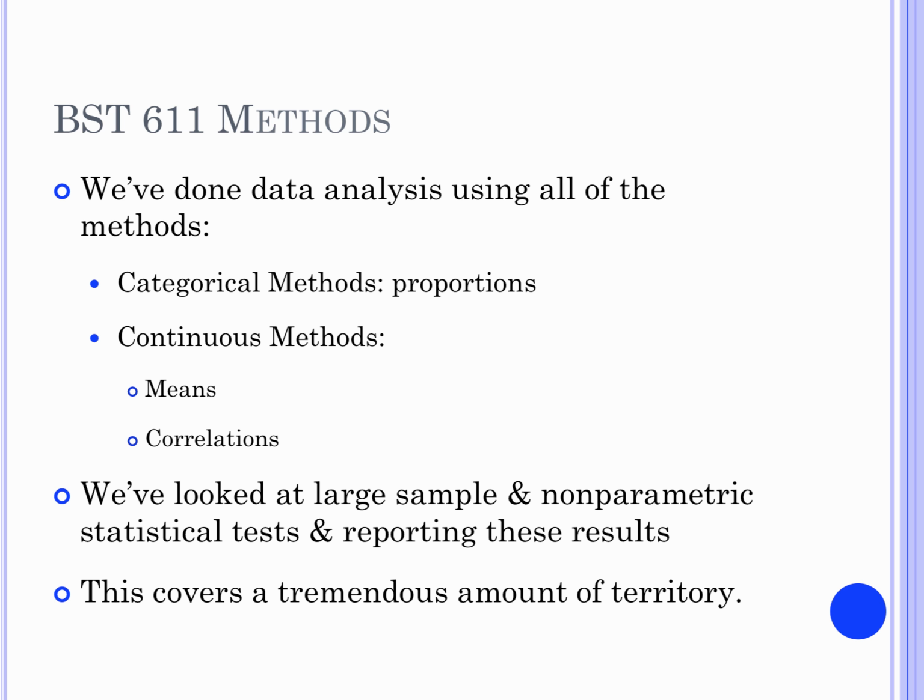We've done data analysis using all of the categorical methods for proportions and continuous methods for comparison of means and correlations. We've looked at both large sample and non-parametric statistical tests and how to report these results. This covers a tremendous amount of what is done in statistical testing. These are often referred to as preliminary analyses or univariate analyses. So we're looking at at most two variables, a single X and a single Y.